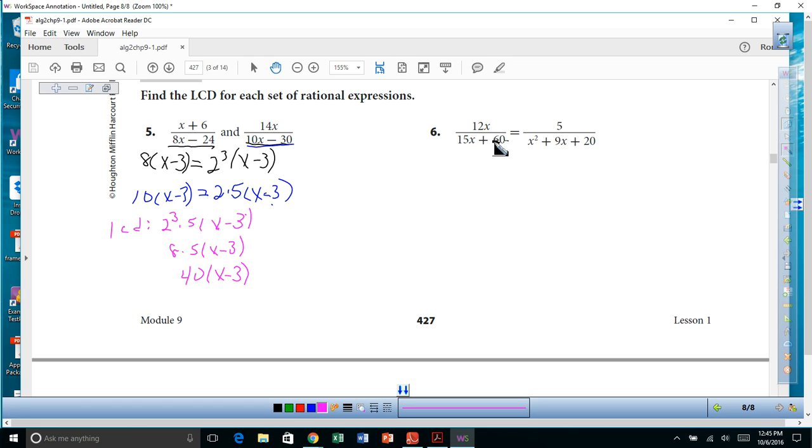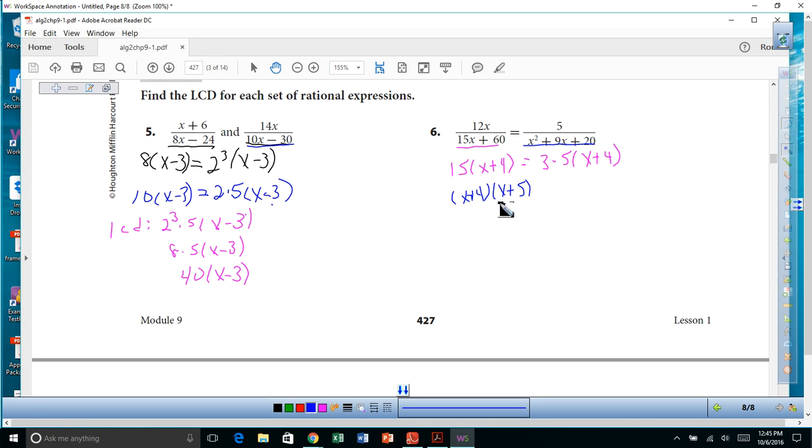And let's go over here. What do we got? Well, 15x plus 60, that's going to be 15 times x plus 4. 15, that's 3 times 5 times x plus 4. All right. And then here, you got x squared plus 9x plus 20. The factors of 20 that give you 9 are x plus 4 and x plus 5. x plus 4 times x plus 5.